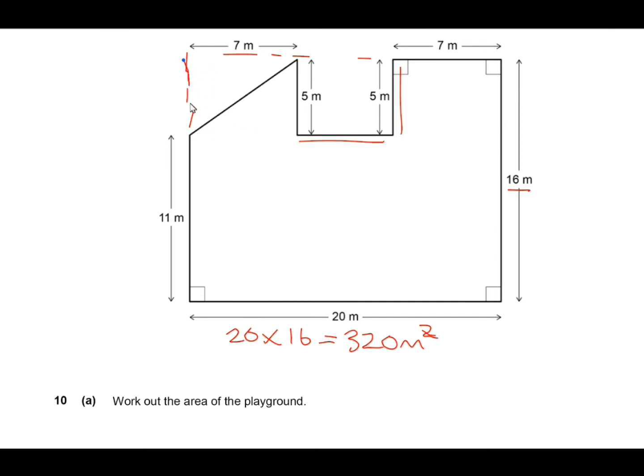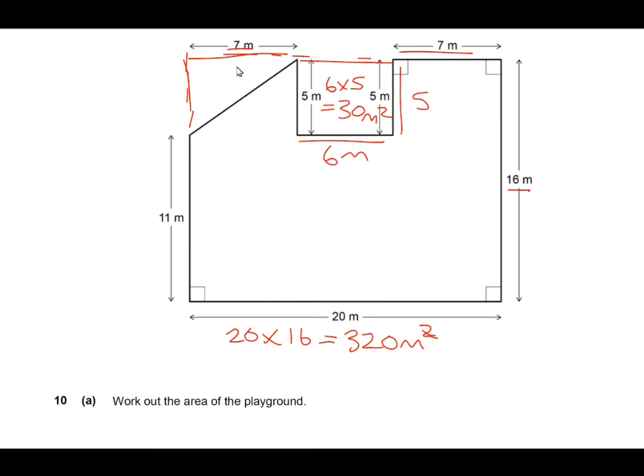And then we've got this triangle. Now, if we know the whole thing is 20 and this is 7 and this is 7, then that must be 6 meters for that length there. So this particular rectangle is 6 meters by 5 meters, which is 30 meters squared. So that's going to come off our bigger rectangle.